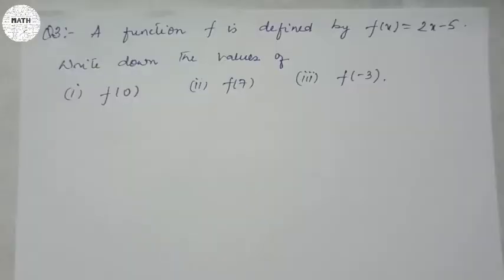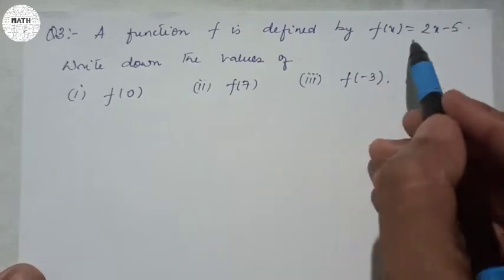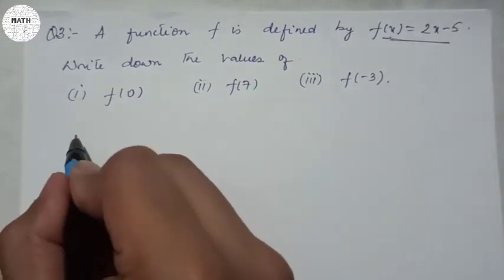Okay, question number 3 is given that a function f is defined by f of x is equal to 2x minus 5. Write down the values of number 1 f of 0, number 2 f of 7, and number 3 f of minus 3. This one is very easy, I would say. It's given to be this one. So let me do number 1.